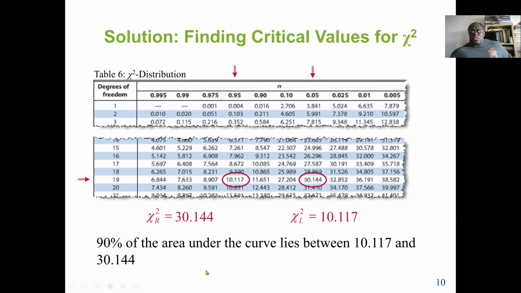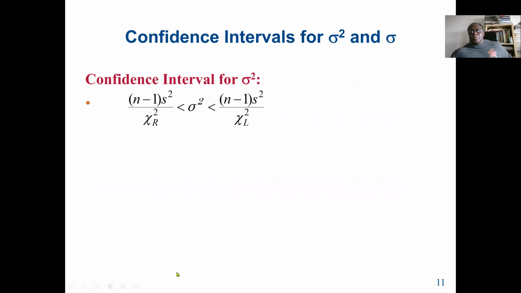So again, this is the concept of finding a 90% confidence interval, where the area under the curve will lie between 10.117 and 30.144. So now, the confidence interval for, again, the variance.